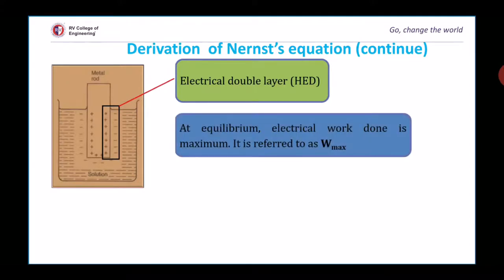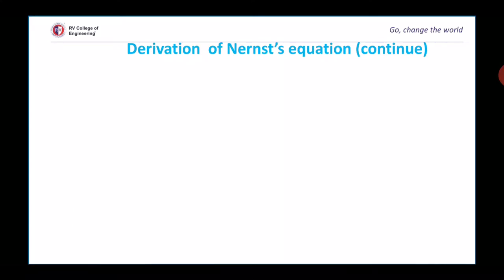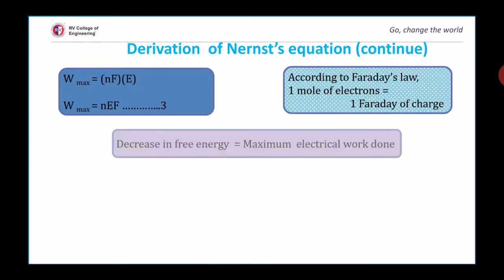Because of formation of the electrical double layer, some electrical work is done at the contact position at equilibrium, called maximum work. This maximum work mainly depends upon two factors: how many charges flow across the interface, and the energy available for each coulomb, that is nF and E. Maximum work is given as the multiplication of nF and E. This equation can be rearranged as maximum work equals n times E times F. This is based on Faraday's law: 1 mole of electrons is equal to 1 Faraday of charge.